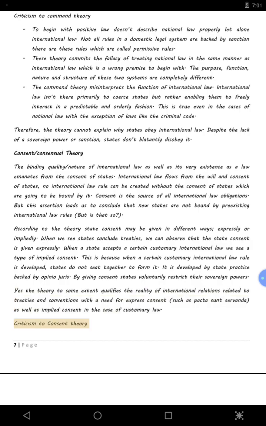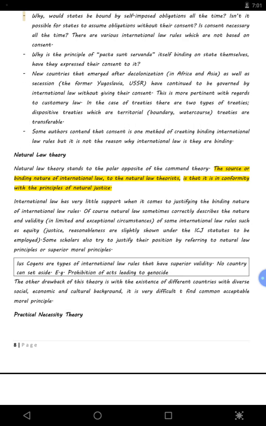Criticism of consent theory. Why would states be bound by self-imposed obligations all the time? Isn't it possible for states to assume obligations without their consent? Is consent necessary all the time? There are various international law rules which are not based on consent. Why is the principle of pacta sunt servanda itself binding on states? Have they expressed their consent to it?